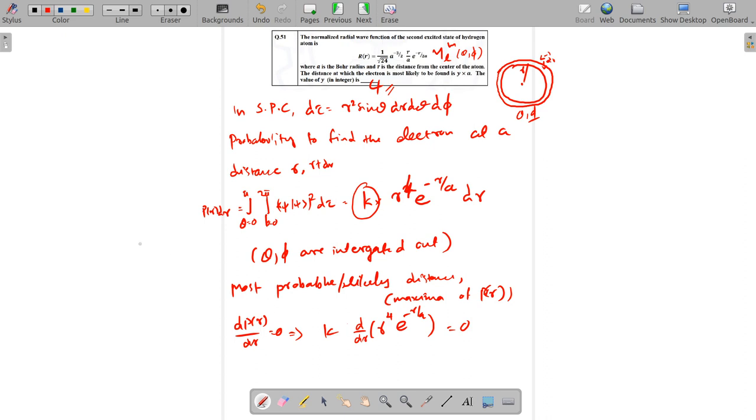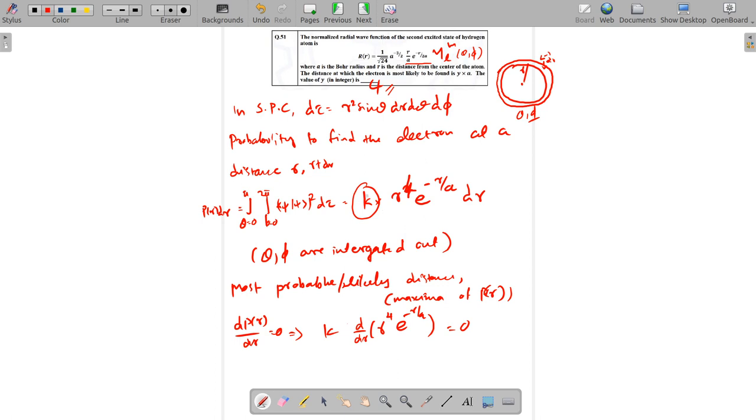The important thing to note here is that R of r is given to you. So here you have to take the modulus square of this thing. So that will give you r square by a square. A square will be again absorbed in this constant. So you will get r square times e raised to minus r by a only, because you are taking the square. So in an infinitesimal shell of thickness dr, this is the probability to find an electron.